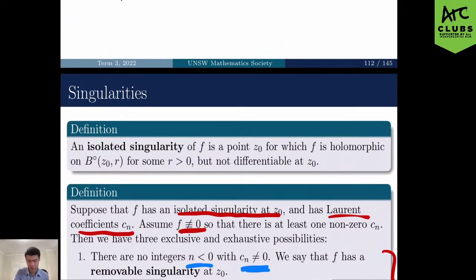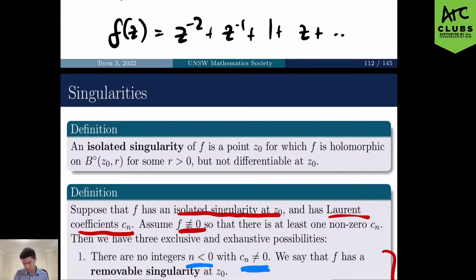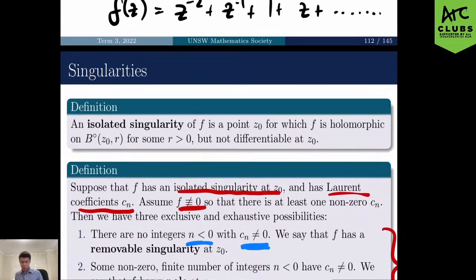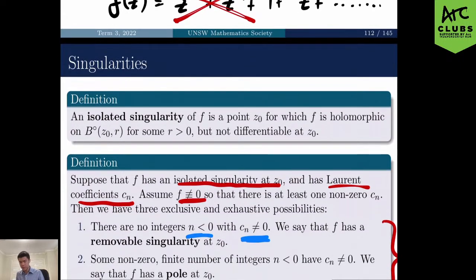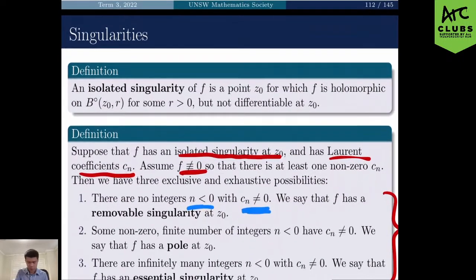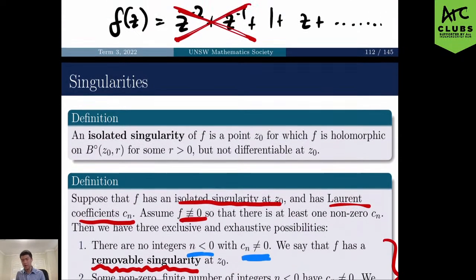So recall we had a function like, this is the Laurent series, like z to the minus 2. What we're saying is that there are no integers less than 0 that actually have a non-zero term. So these terms don't even exist. And so the question is, why is there even a singularity? Well, it's called a removable singularity, because you can very easily just remove it by defining the function at that point.